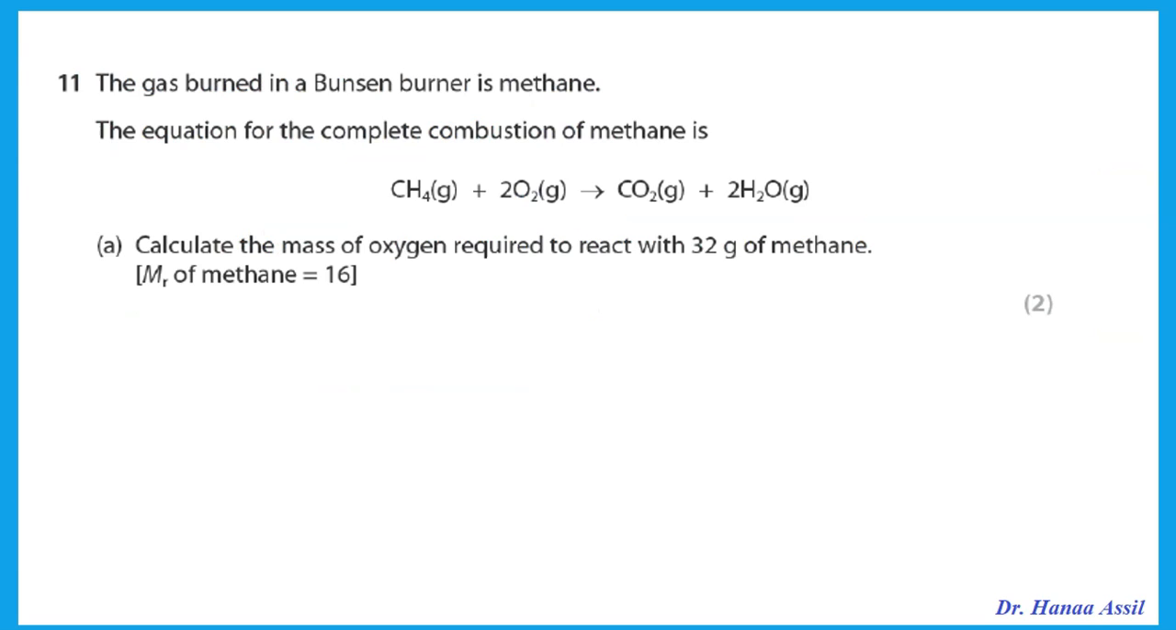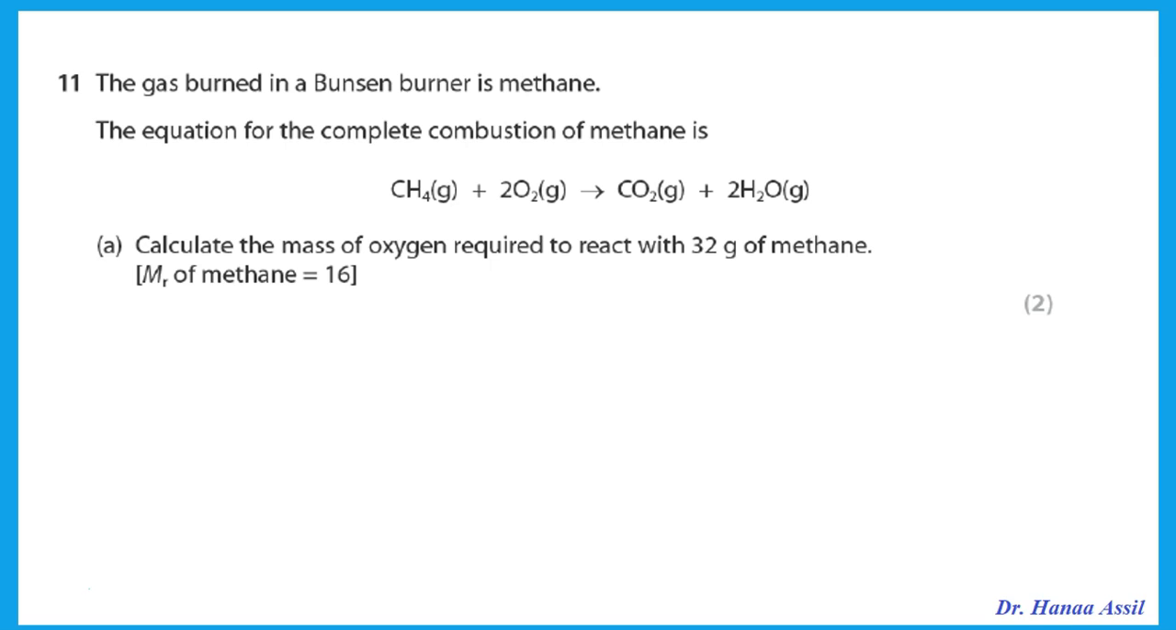The gas burned in a Bunsen burner is methane. Remember, methane is what we refer to as natural gas. So methane is the main constituent in natural gas. And we use that in our Bunsen burners and in our cookers and so on. The equation for the complete combustion of any alkane would give carbon dioxide plus water.